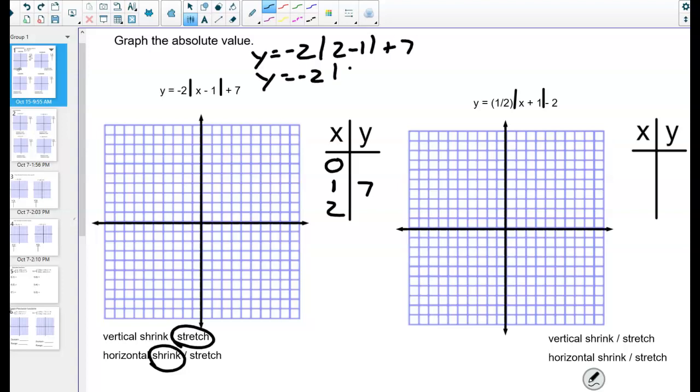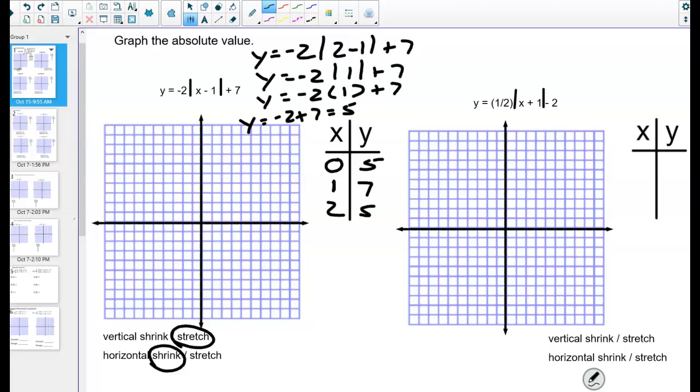y equals -2, absolute value of 1, plus 7. The absolute value of 1 is 1. So y equals -2 plus 7, which is 5. You only have to do it once. We know our absolute value graphs are going to be symmetric. So if 0 is 5, then 2 has to be 5.